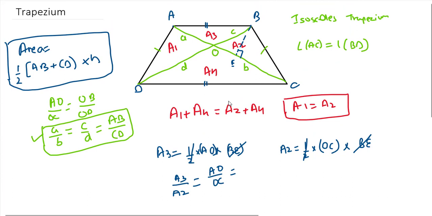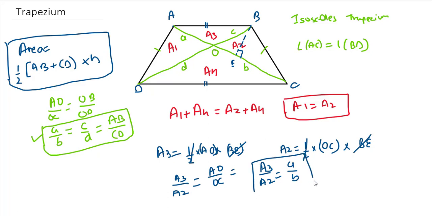AO is A and OC is B. So the ratio of the areas A3 upon A2 will be A upon B. So this is also one of the important ratios.